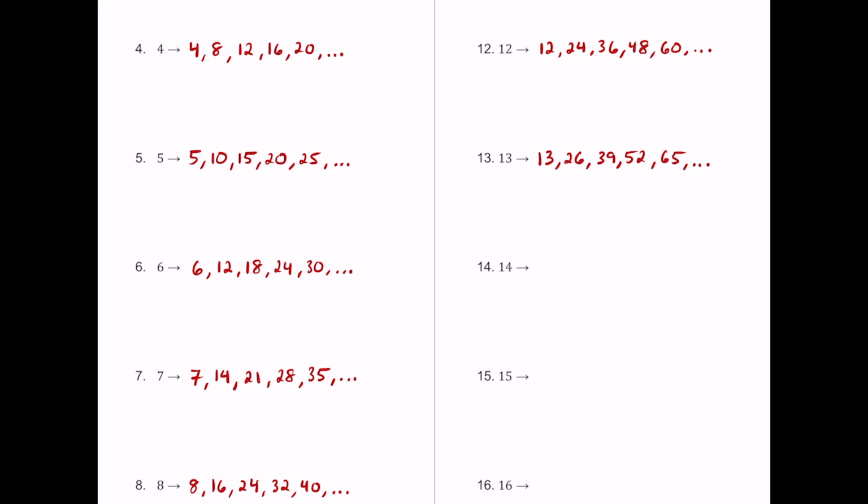For 14, we have 14. If you want to add 14, that's 28. If you want to add 14, that's going to be 42. Adding another 14 is going to be 56. And adding 14 again will be 70. And the last one, 70, makes sense because 14 times 5 is 70, so it's the 5th multiple.